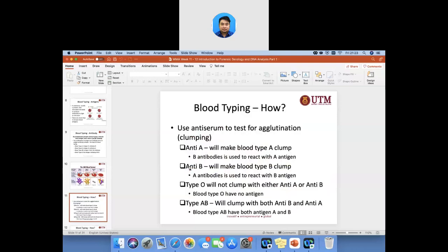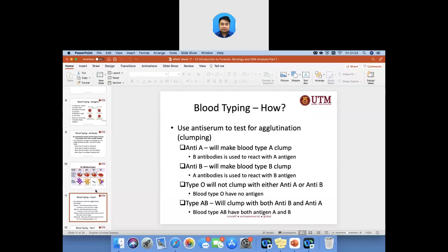Okay, so how do we do blood typing? We use anti-serum to test for agglutination. When you talk about agglutination, you straight away think about clumping. So when we have anti-A, which is anti-serum A, it will make blood type A clump, because anti-A would have B antibodies.